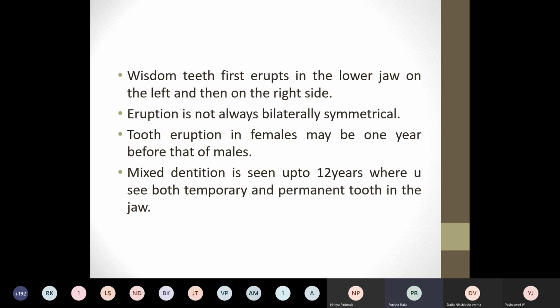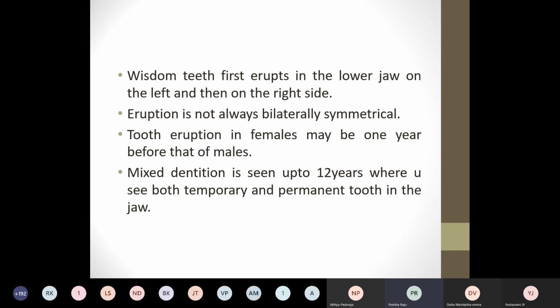Next, the wisdom teeth erupt first in the lower jaw. Wisdom teeth are nothing but the third molars. Normally the eruption of wisdom teeth is first in the lower jaw and on the left side. This is the first tooth which erupts, and later all the other wisdom teeth will erupt.